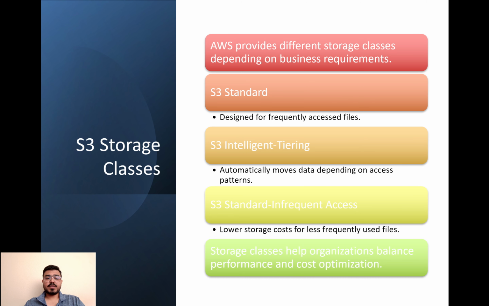Another important storage class is S3 Standard-Infrequent Access. This option is designed for information that is not used regularly but still needs fast access when required. Examples include backup files or archived business documents.